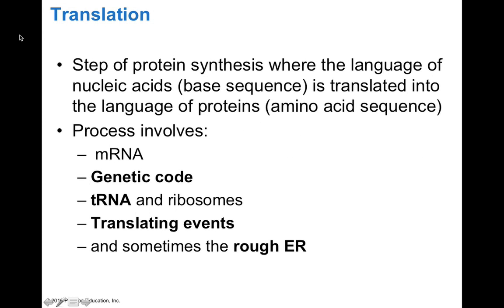Now, in terms of translation, this is a step of protein synthesis where we have our messenger RNA, which carries the particular genetic code. We have tRNA, which carries the amino acid ingredients, and then ribosomes would be like the kitchen here, where basically it serves as the place where it all comes together. And we have different events that occur during translation. And sometimes this occurs on rough ER, where those ribosomes might be attached to the endoplasmic reticulum.